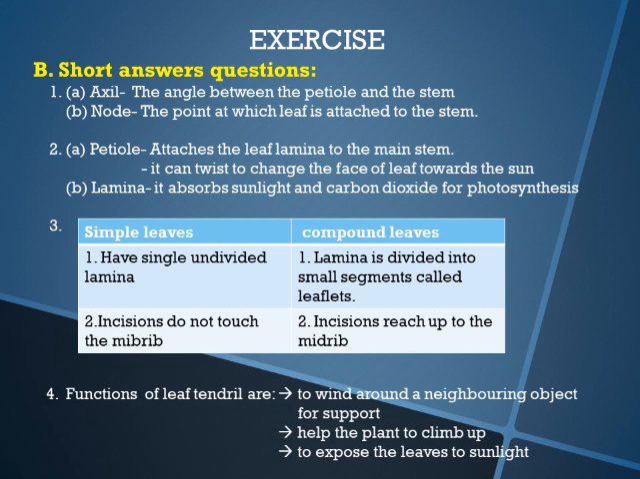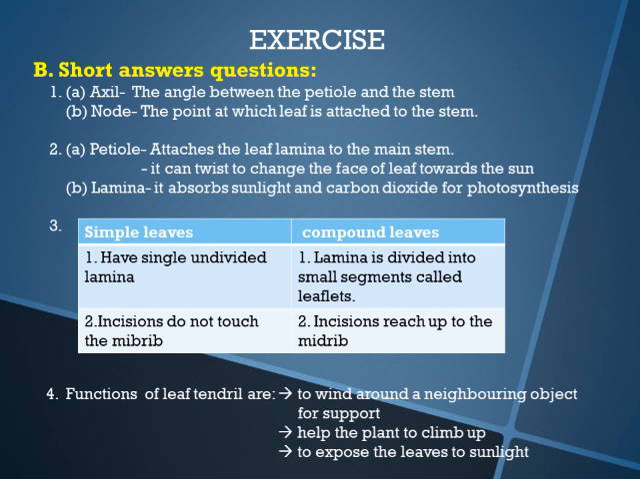Second question is give the function of petiole. I have written: attaches the leaf lamina to the main stem, and the second function is it can twist to change the face of the leaf towards the sun. So wherever sunlight is available, that side the leaf turns with the help of petiole. Lamina is the next one whose function you should write, that is it absorbs sunlight and carbon dioxide also. Sunlight from the leaf surface and carbon dioxide from the stomata for photosynthesis.